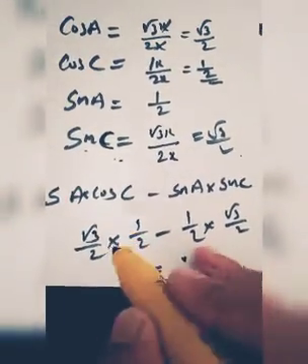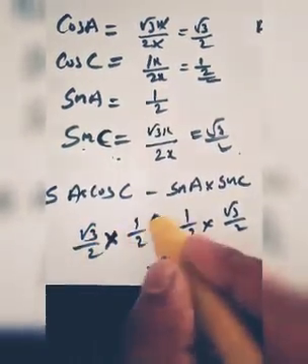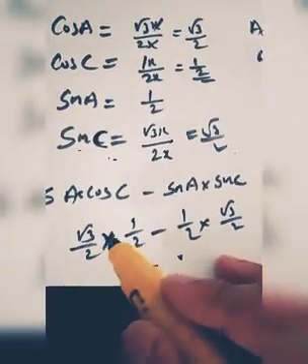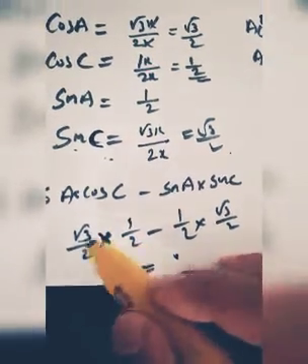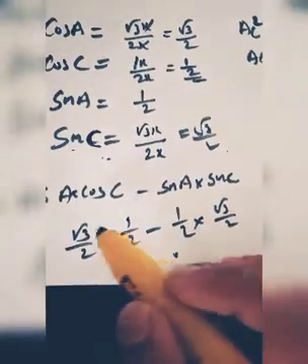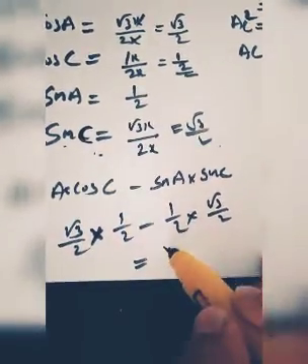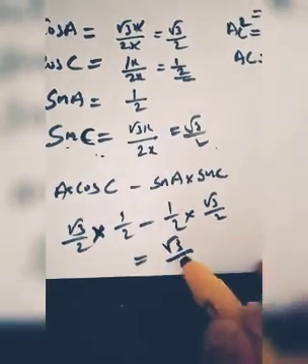Or root 3. Because the operation is multiplication, multiply the numerator, multiply the denominator. If it is plus or minus, we are supposed to cross multiply. But here it is multiplication. So numerator multiply, denominator multiply. Root 3 into root 3 divided by 2 into 2, 4.